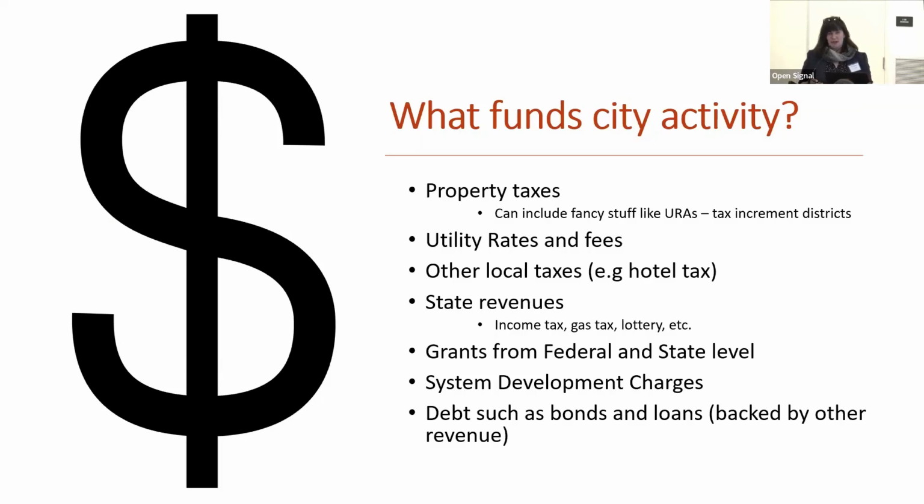Utility rates and fees, right? Water, sewer. We have miscellaneous other taxes. Beaverton has a hotel lodging tax. Some of those usually have strings attached. They can't be used for just anything. We have state revenues. Cities get a share, not a big share, but a share of things like income tax, gas taxes, et cetera.